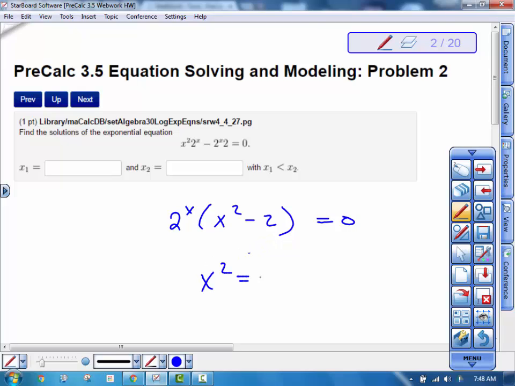It's a quadratic. X squared equals positive 2 if I add 2 to both sides. Set equals 0 and add 2. Square root, you get x equals plus or minus the square root of 2. So let's put minus square root of 2 here and positive square root of 2 there.